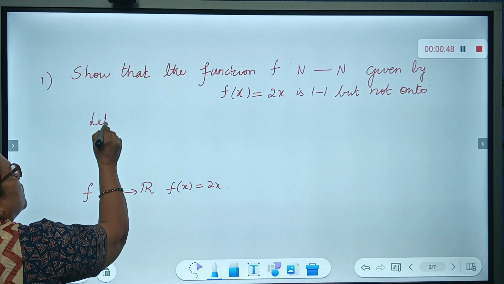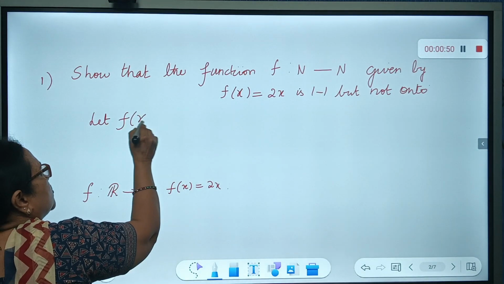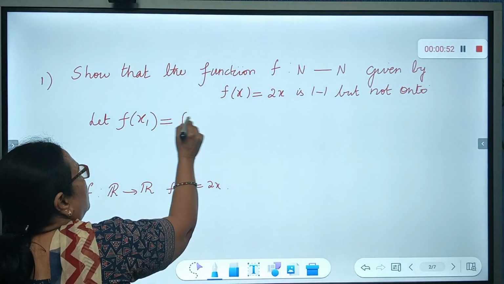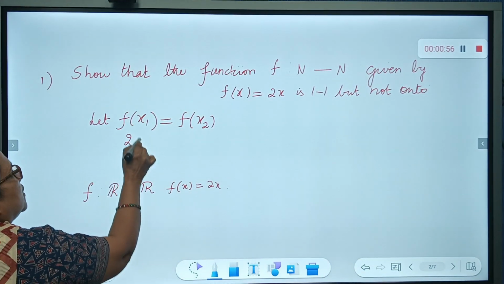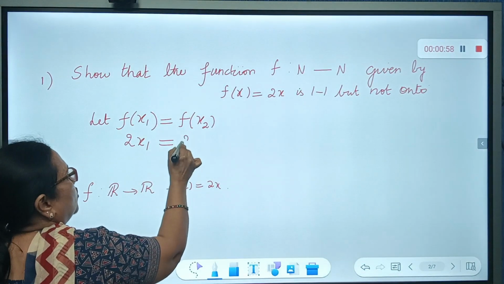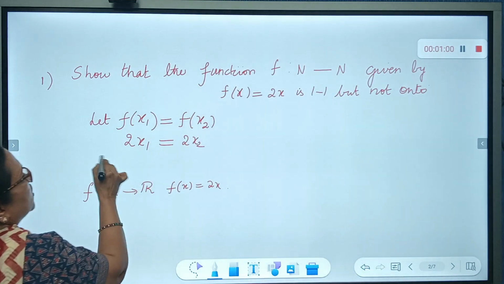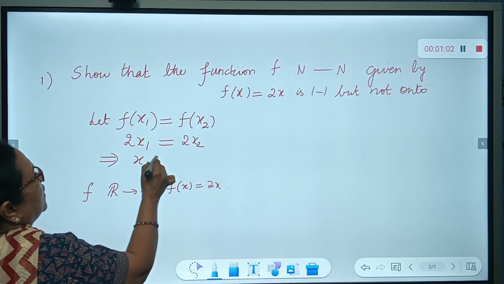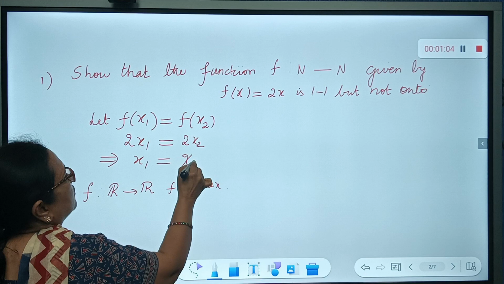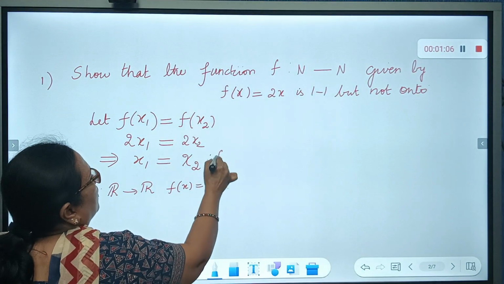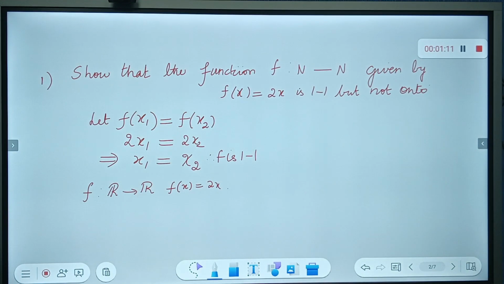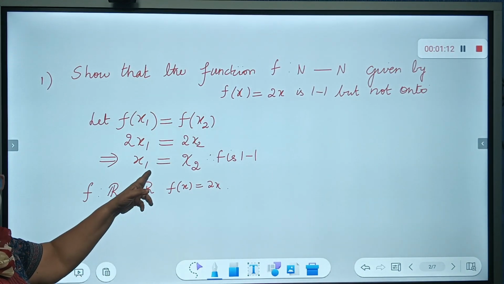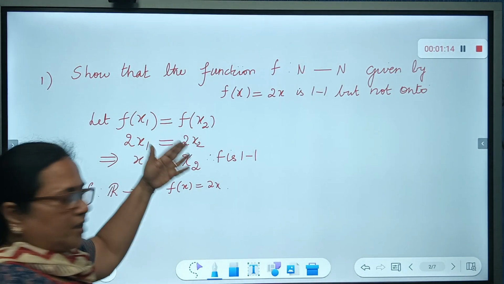Let f of x1 be equal to f of x2. Then what happens? 2x1 equals 2x2, which implies x1 equals x2. Therefore, f is 1 to 1. Right? Distinct elements are mapped onto distinct images.